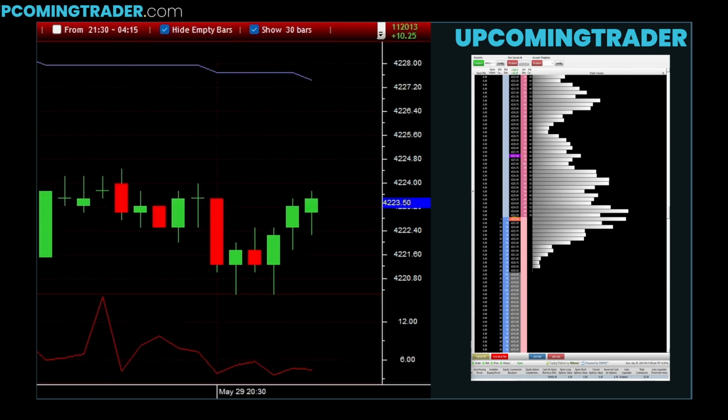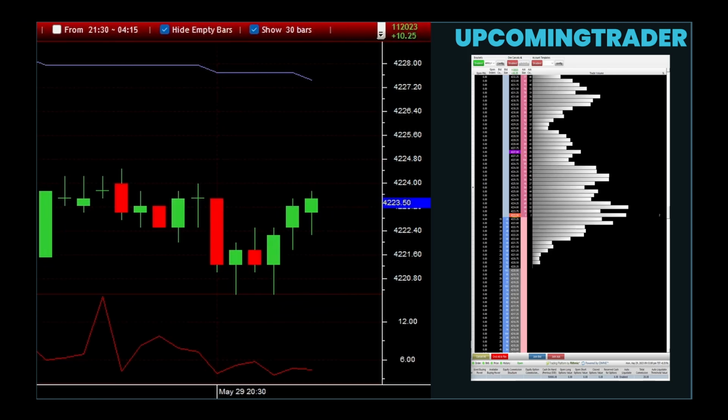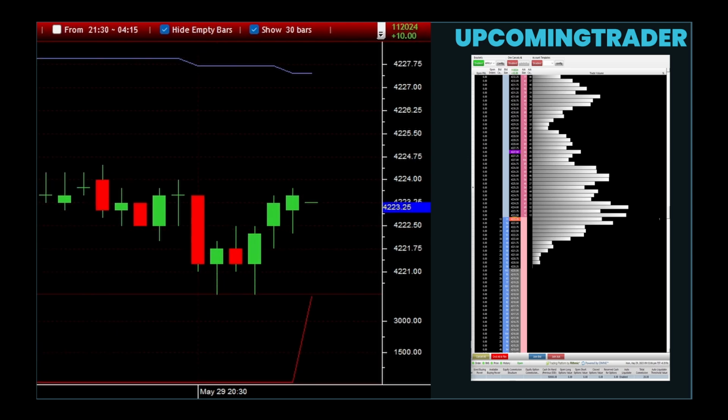A symmetrical triangle shows both buyers and sellers narrowing their range, indicating a consolidation before a breakout, which could go in either direction. Flags and pennants are continuation patterns that signify brief consolidations before the previous trend resumes. Flags are small channels that slope against the current trend, while pennants look like small symmetrical triangles that form at the midpoint of a significant movement.